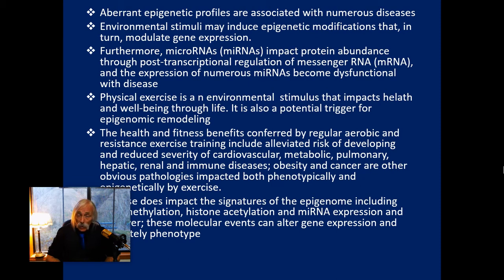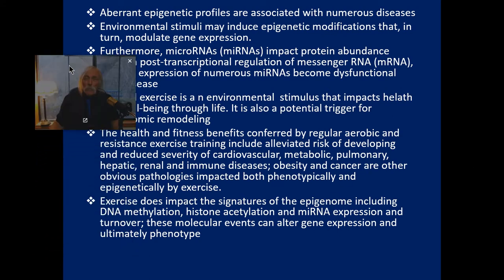For example, the health and fitness benefits conferred by regular aerobic and resistance exercise training include an alleviated risk of developing, and reduced severity of, various diseases: cardiovascular, metabolic, pulmonary, hepatic, renal, and indeed direct immune diseases. Obesity and cancer are other obvious pathologies impacted both phenotypically and epigenetically by exercise. And so this is where you have the problem in aging, superimposing its effect on the lack of repair of dysfunction. Exercise does impact the signatures of the epigenome, including DNA methylation, histone acetylation, and microRNA expression and turnover. And those molecular events can alter gene expression and ultimately phenotype.